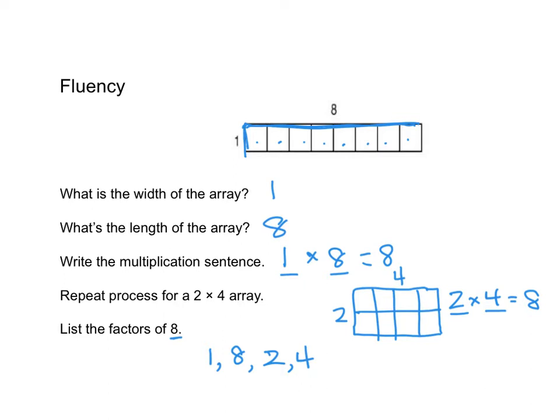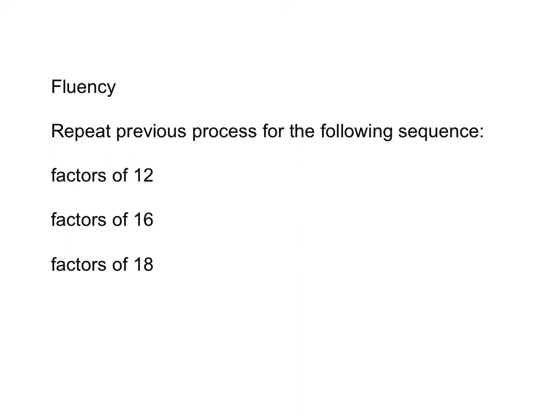We're going to continue working on this. We are going to work with factors of 12. So we're going to do the same thing. So let's think about 12. Well, we know, first off, that 1 times 12 is 12, right? So let's put those factors over here. We've got 1 and 12.